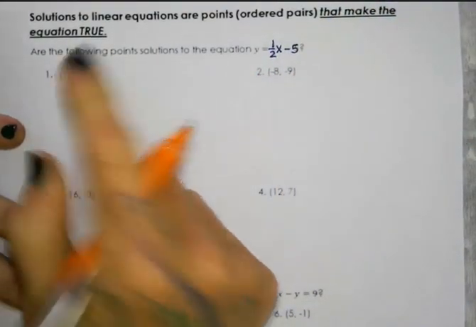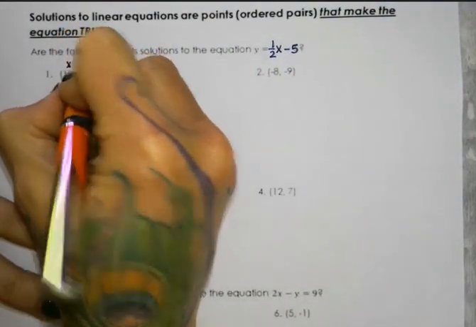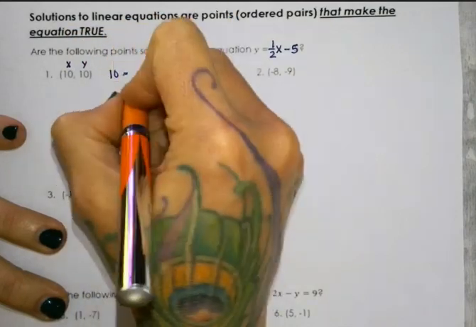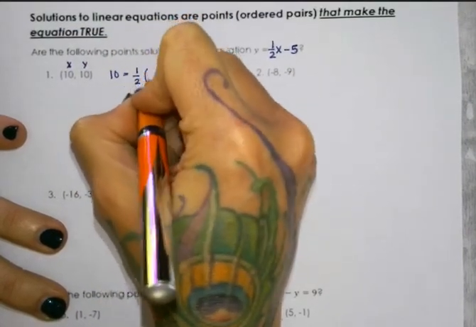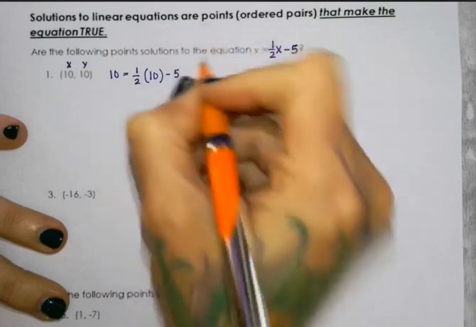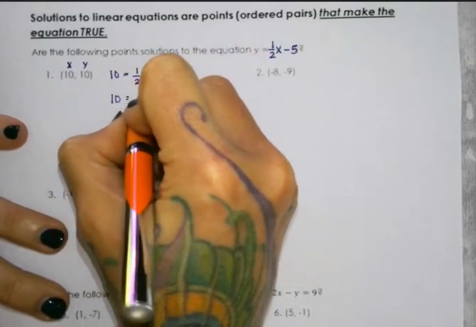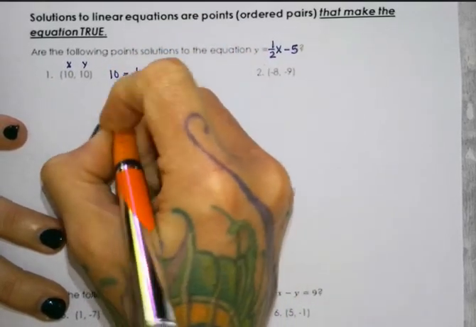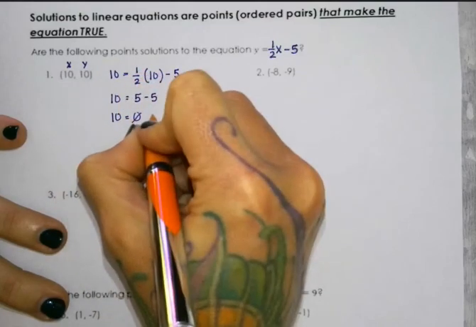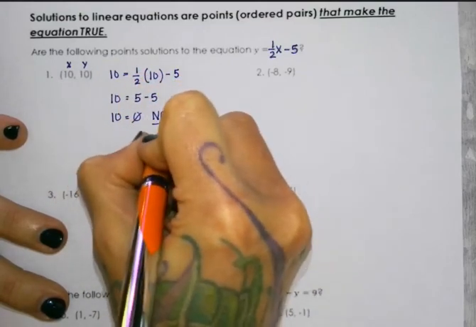We have (10, 10). So this is my x, this is my y. Y is 10 equals 1/2 times 10 minus 5. Does 10 equal 5 minus 5? That's 10 equal to 0. That is not a true statement, so that is a no.